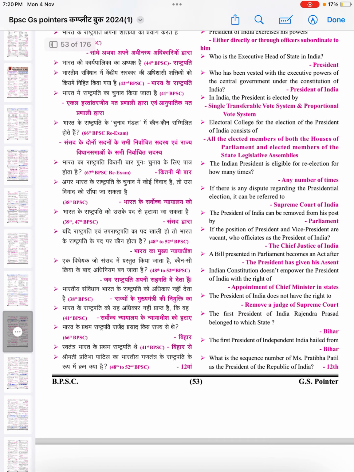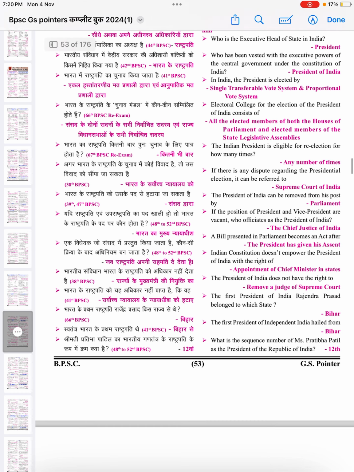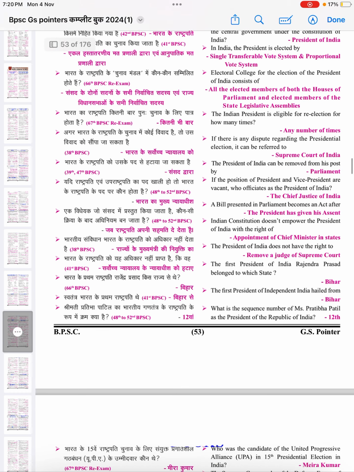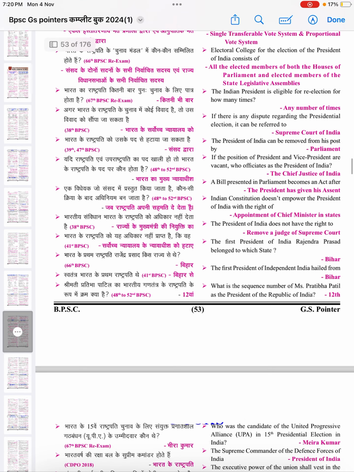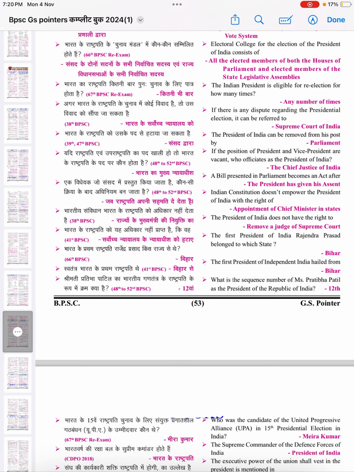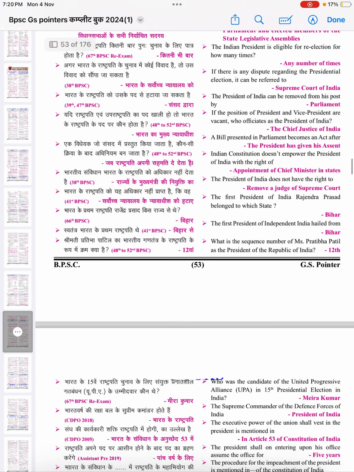The Electoral College for the election of the President of India consists of all the elected members of both Houses of Parliament and elected members of the State Legislative Assemblies. The Indian President is eligible for re-election for how many times? Any number of times. If there is any dispute regarding the presidential election, it can be referred to the Supreme Court of India.